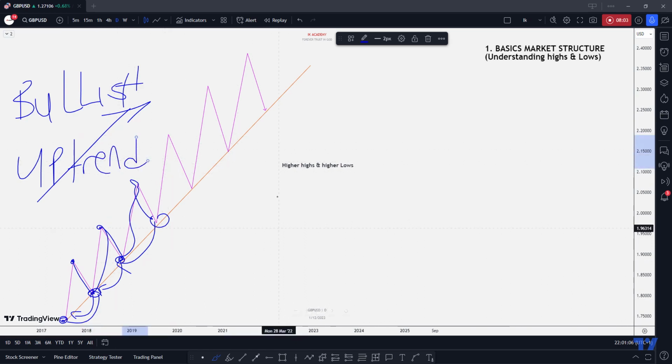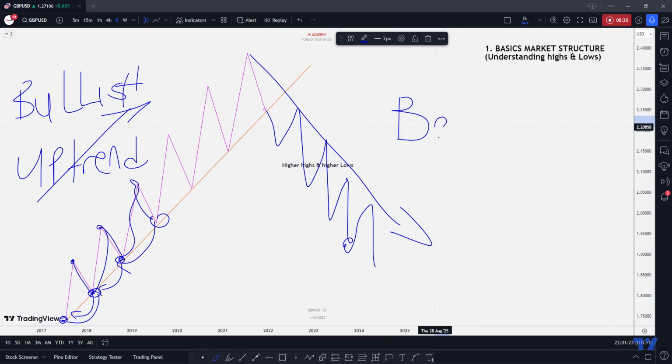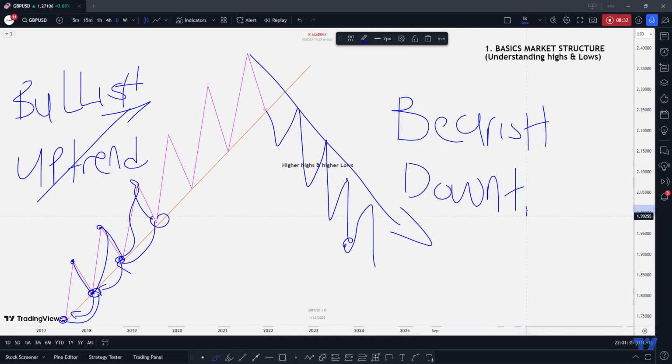Now, when price starts printing lower highs and lower lows, this clearly indicates to us that the market is now bearish. You can research these words to understand them more. This basically means the market is going in a downtrend.